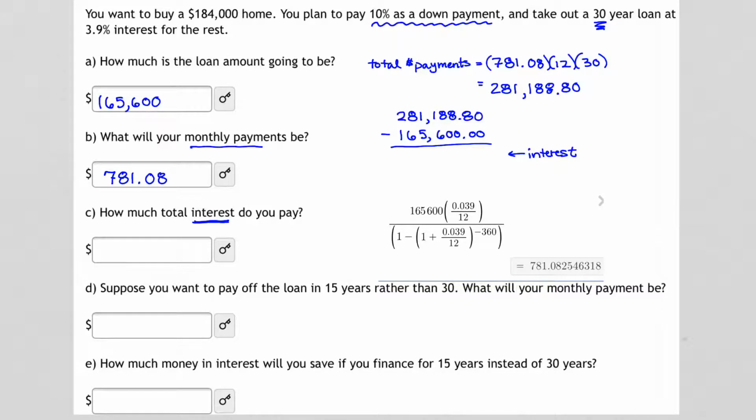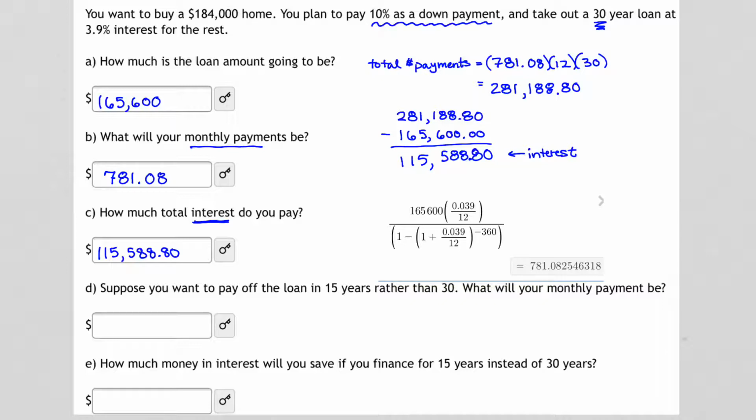Subtracting down gives us $115,588.80. That's our amount of interest. $115,588.80. And that completes part C. Two more to go.